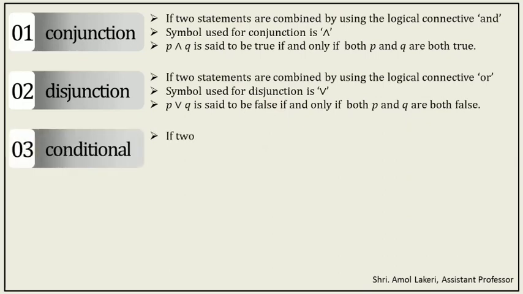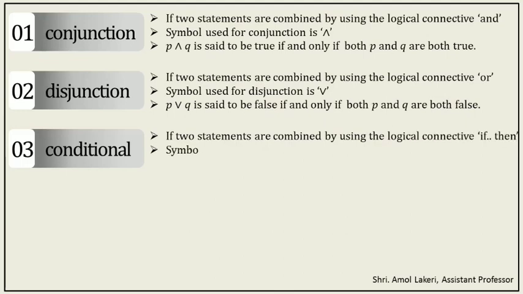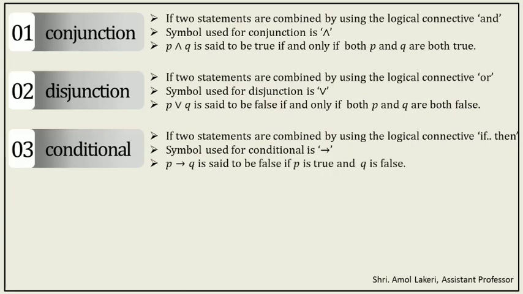Third is conditional. It is one of the important ones. If two statements are combined by using the logical connective if then, it is called conditional. It is read as p implies q or p conditional q. And p conditional q is said to be false if p is true and q is false.